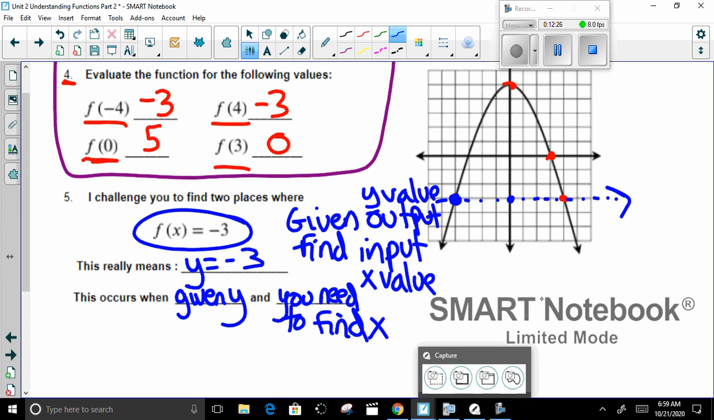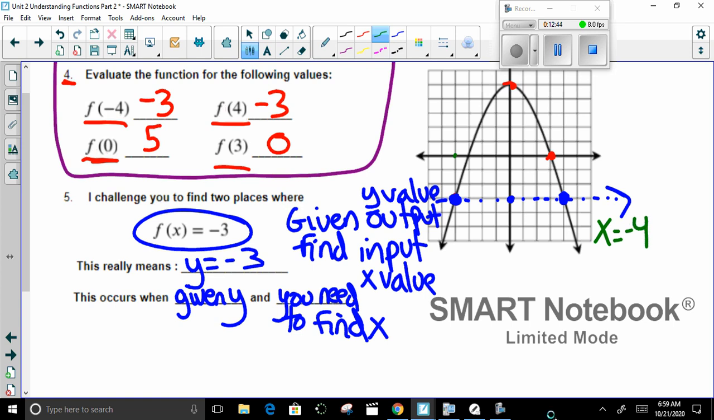It looks like I hit the graph at 2 spots. I hit the graph right there. Y is -3 right there. And y is also -3 right there. What are the x values of that? Looks like x is -4 at the first one. The second one, when y is -3, it looks like x is 1, 2, 3, +4.